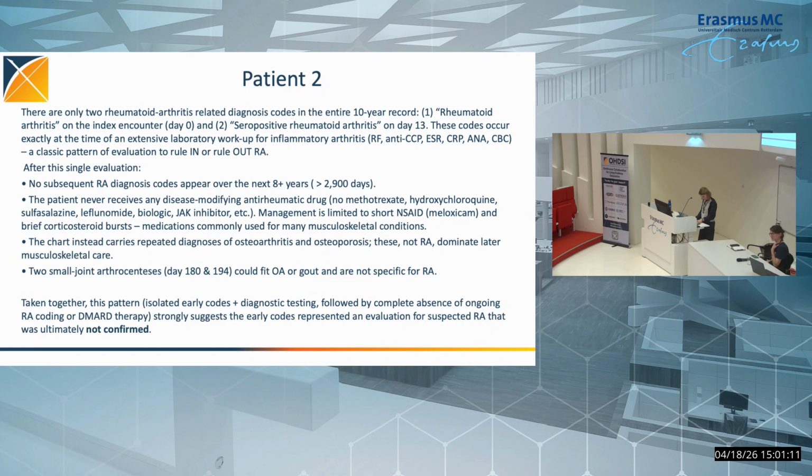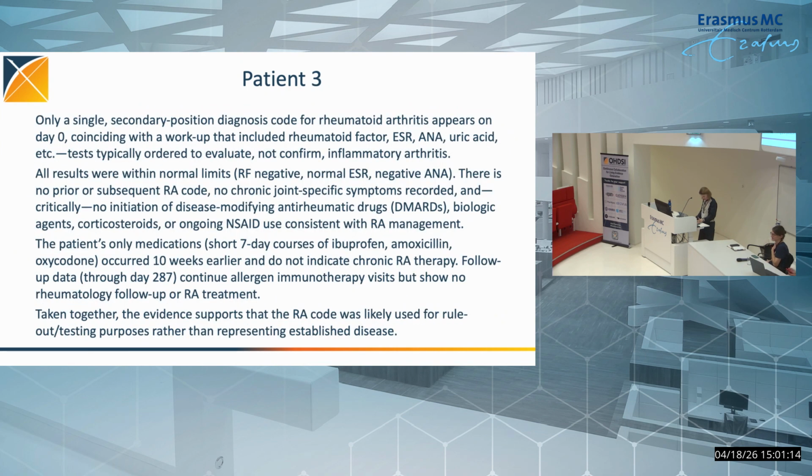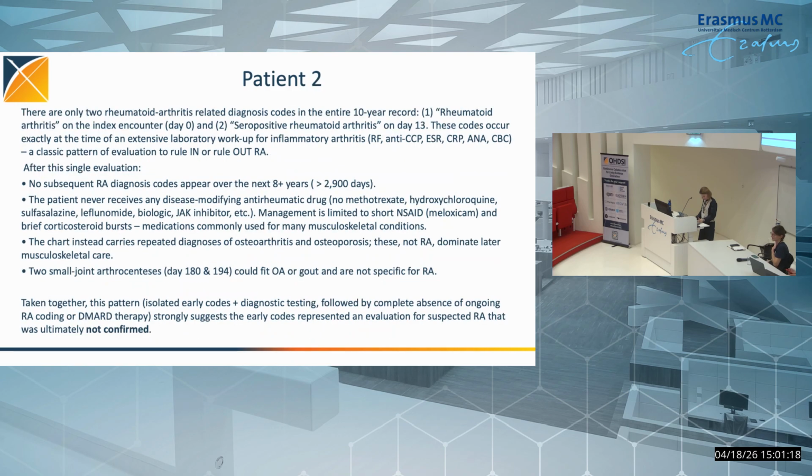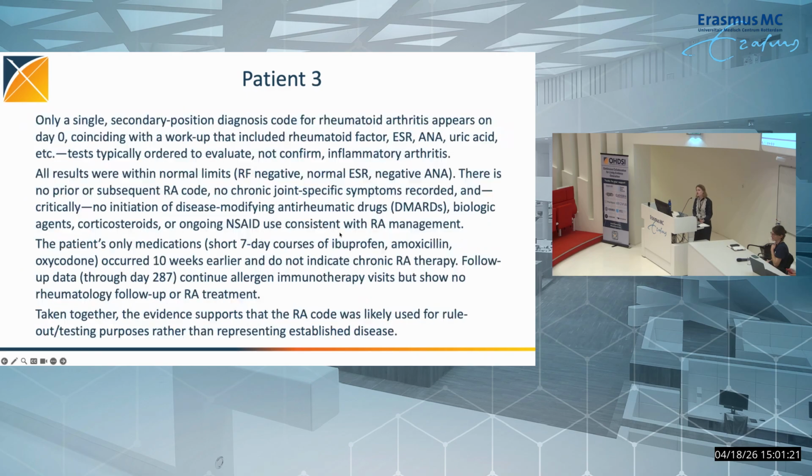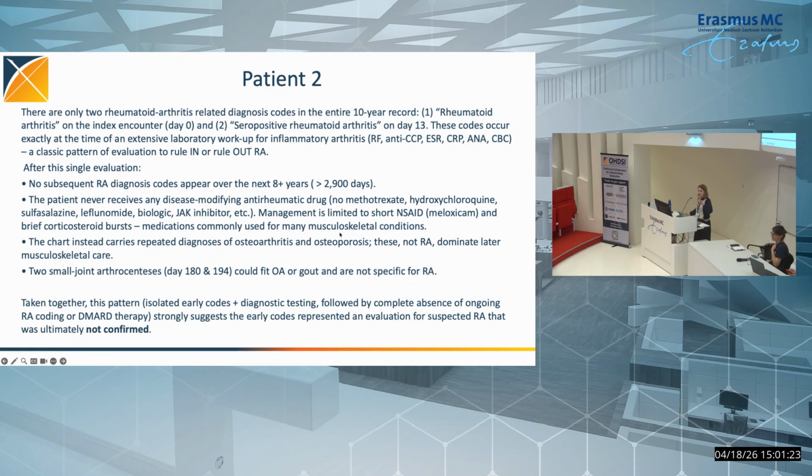Now, what do we think the LLM says? This is what it says. There are only 2 diagnosis codes for rheumatoid arthritis across this. I said 8 years, it says 10 years. It was day 0 and day 13. And these codes occur exactly at the time of the extensive laboratory workup for inflammatory arthritis, a classic pattern of evaluation to rule in or rule out rheumatoid arthritis.